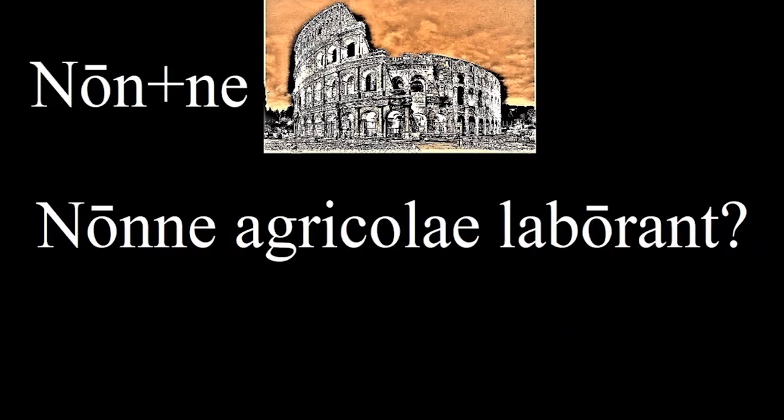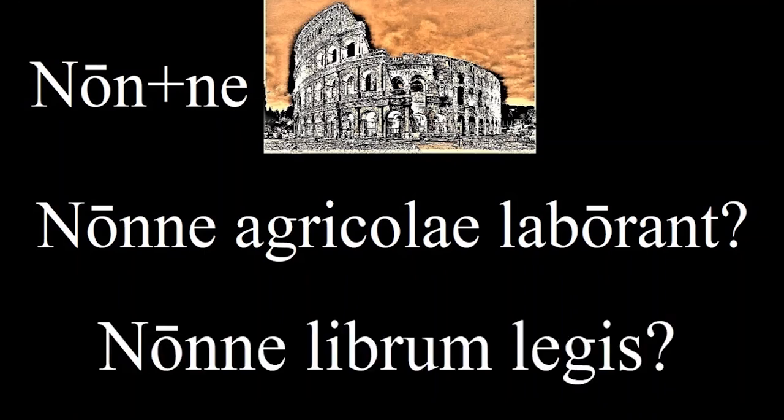Look at the next sentence. Nonne agricolae laborant. This nonne is a combination of the word non and the suffix ne that we just learned. Adding it to the sentence is like asking, the farmers are working, no? Or, the farmers are working, aren't they? Sometimes it's also translated as, surely the farmers are working. Ask, you're reading the book, aren't you? Nonne librum legis?